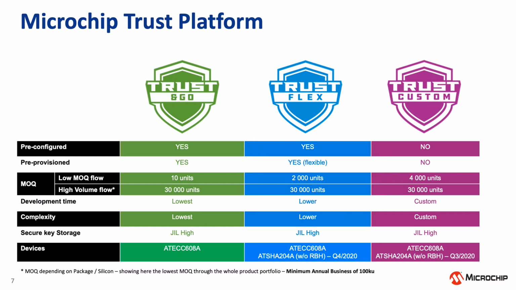The cool thing is the market wanted that technology at minimum order quantities, MOQs, that were very low. And we did that. We adapted our supply chain to go down to 10 units for Trust&GO, 2,000 units for TrustFLEX, and 4,000 units for Trust Custom. That includes the provisioning service. We have a high volume flow, so as soon as customers reach a certain threshold in their project and the product becomes successful, we can flip them to a high volume flow. What that means is a better cost structure.